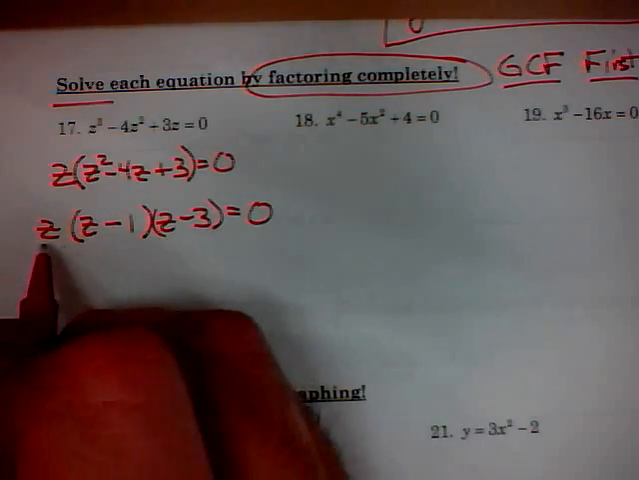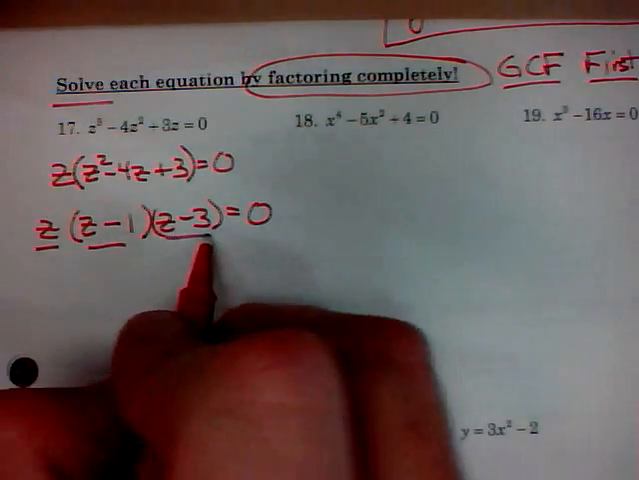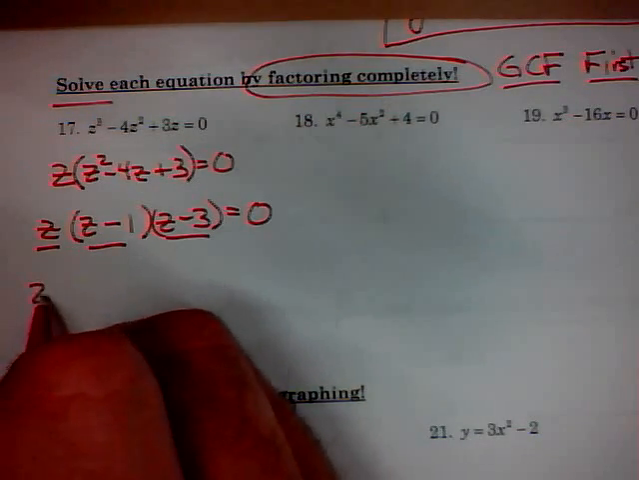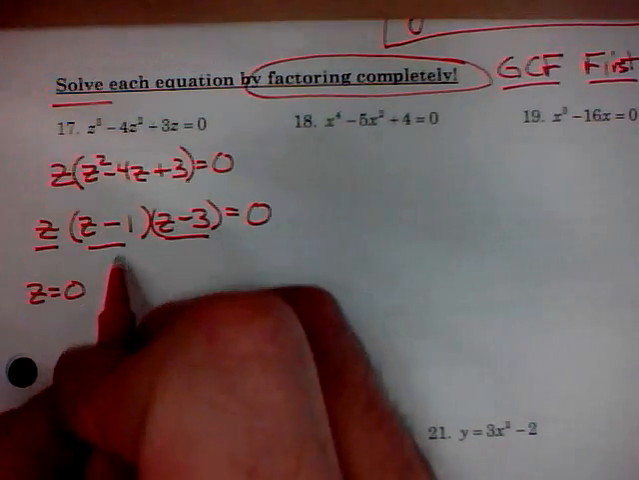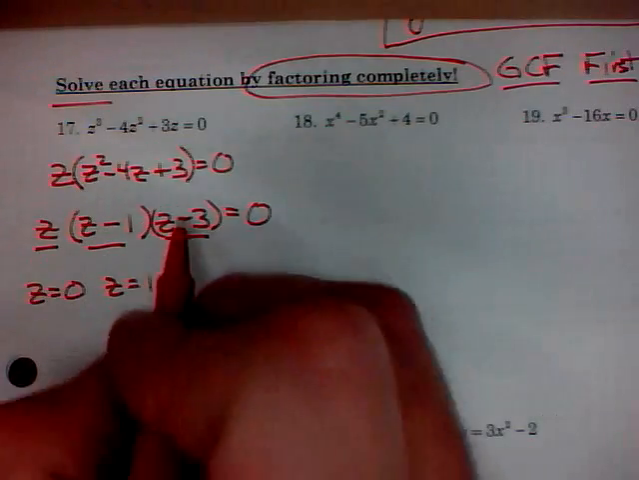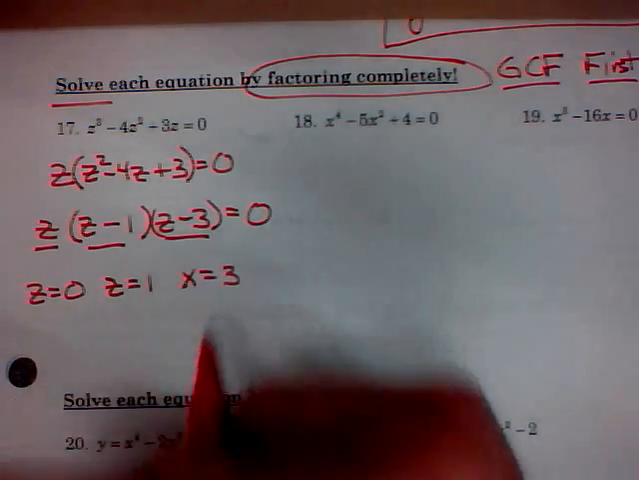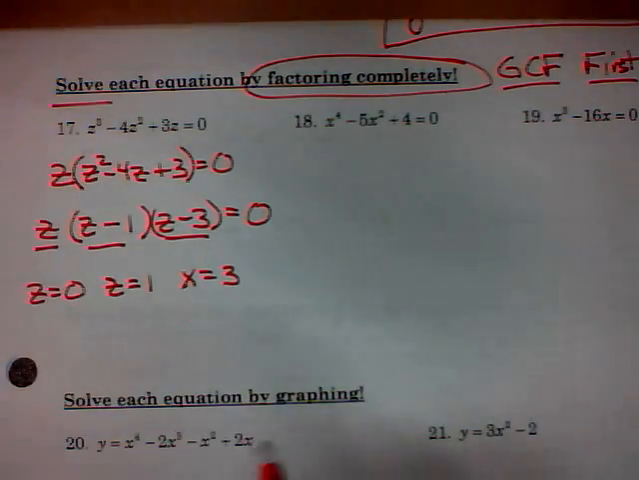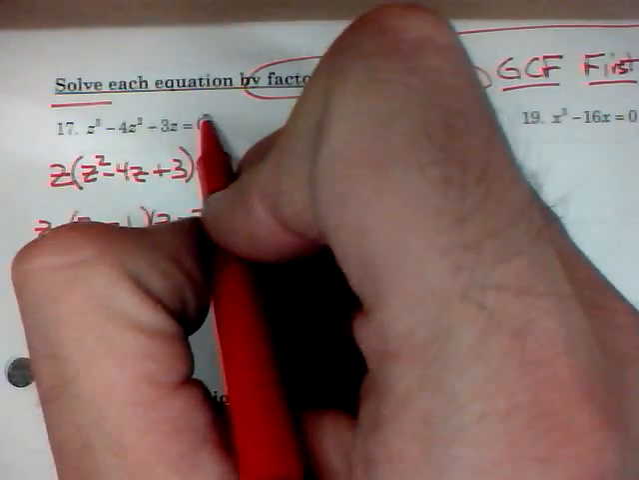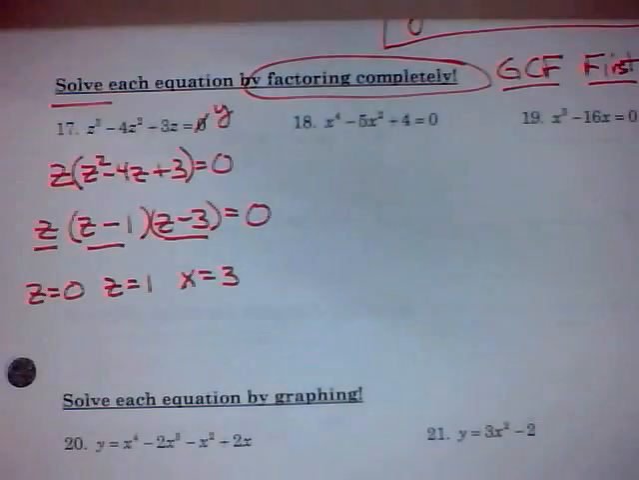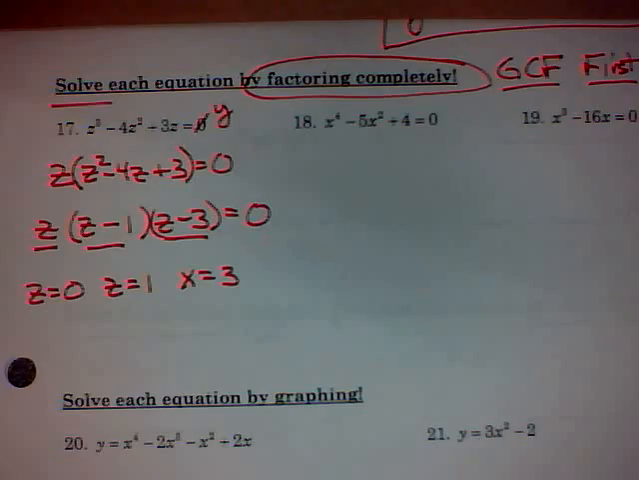So now we can find out what makes this 0, and this 0. So here, z could be 0. Here, z would be 1. And here, z would be 3. If you wanted to verify that, you could plug this in your calculator and you could check.